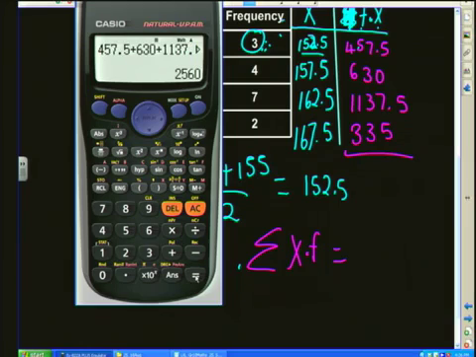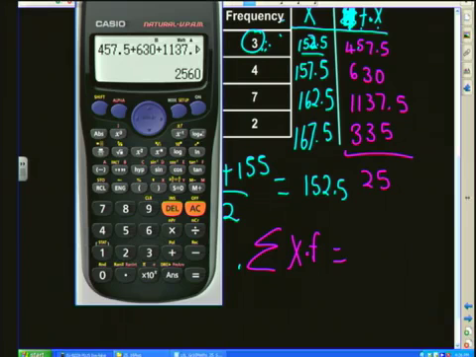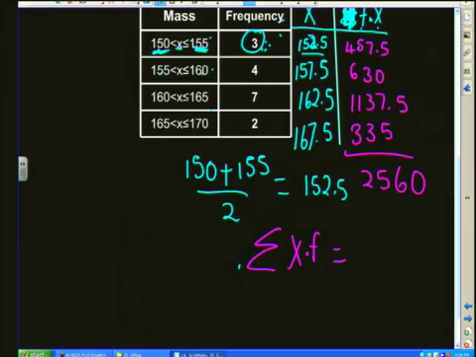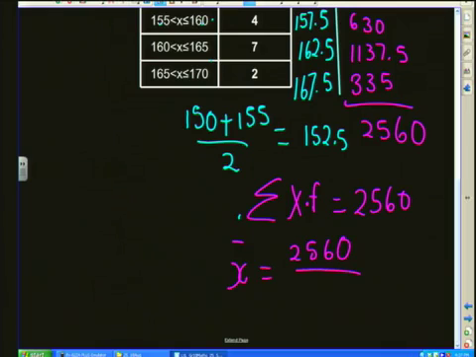So we've got the total 2560. Okay, so that's your total of the sum of your frequencies times your midpoint. And then in order to work out the mean, it's going to be that sum, 2560, divided by n, which is 16, the number of bodybuilders.